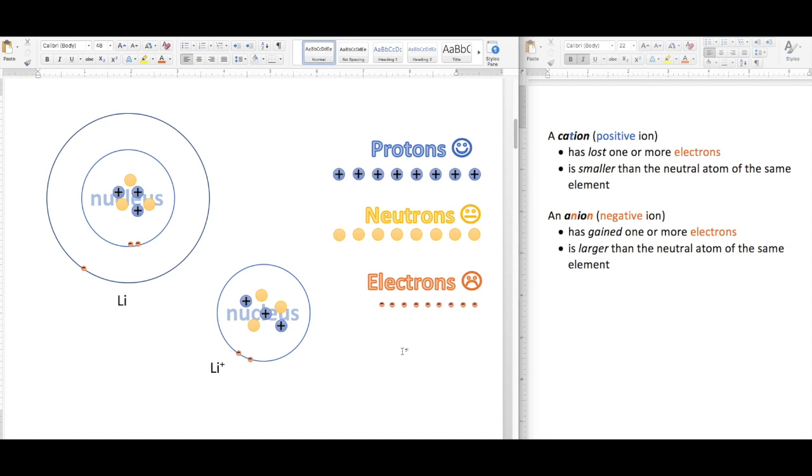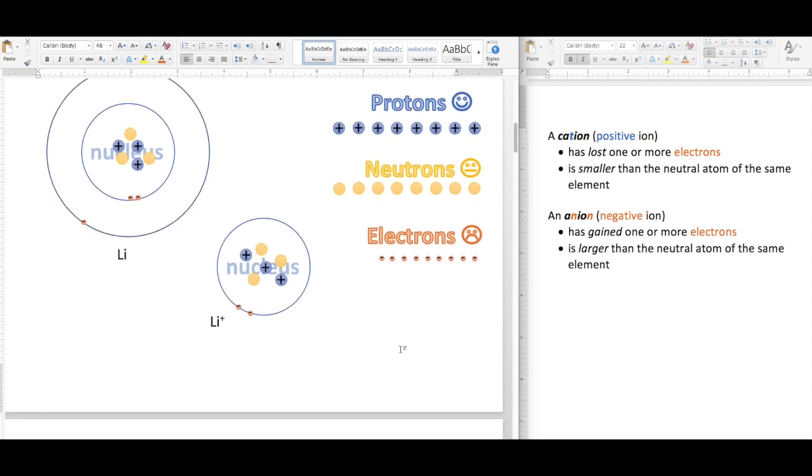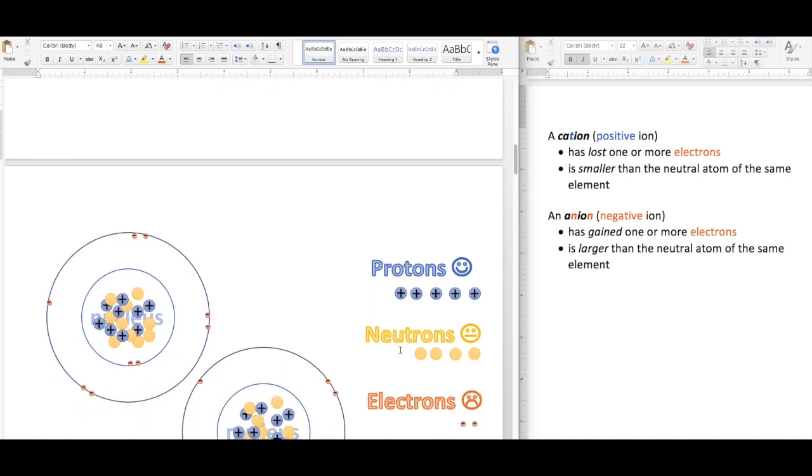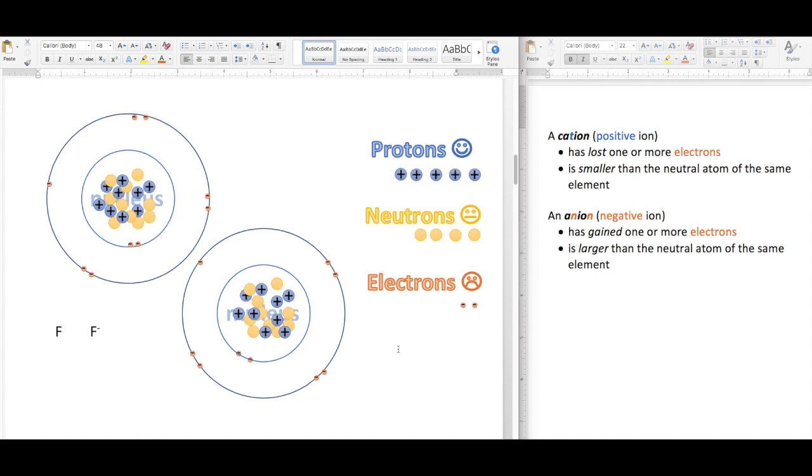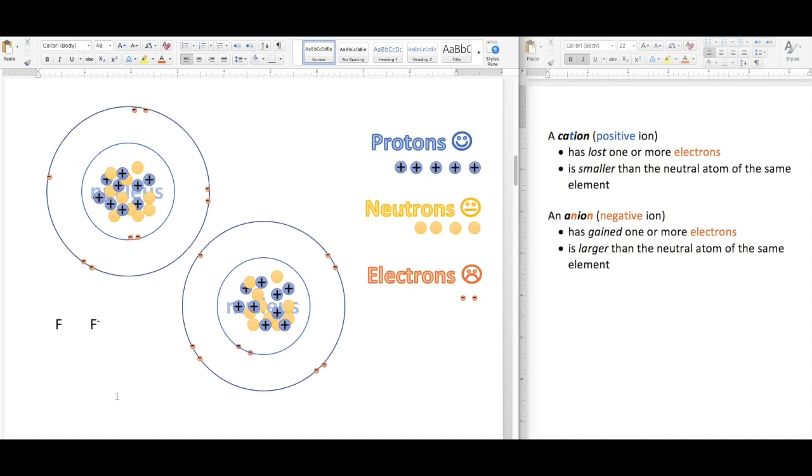So a similar thing happens with a negative ion, although not for exactly the same reason. So we're going to use fluorine now. So fluorine, these right now both represent neutral fluorine atoms. So we're going to label this one as just F for neutral fluorine. And then this one, it has the 2 electrons in the middle and 7 in the outer shell.